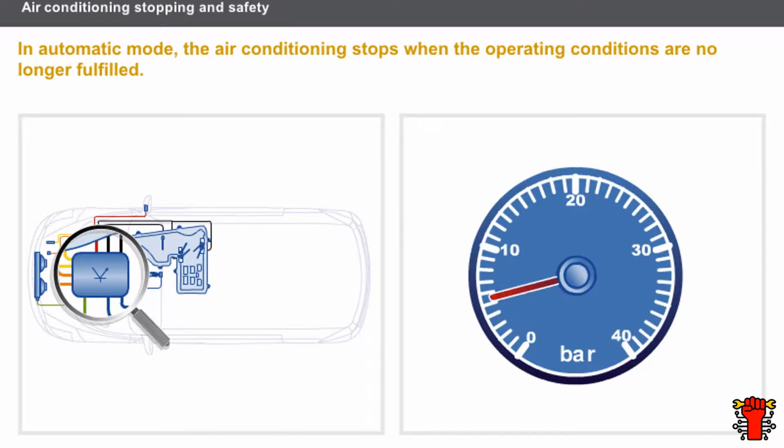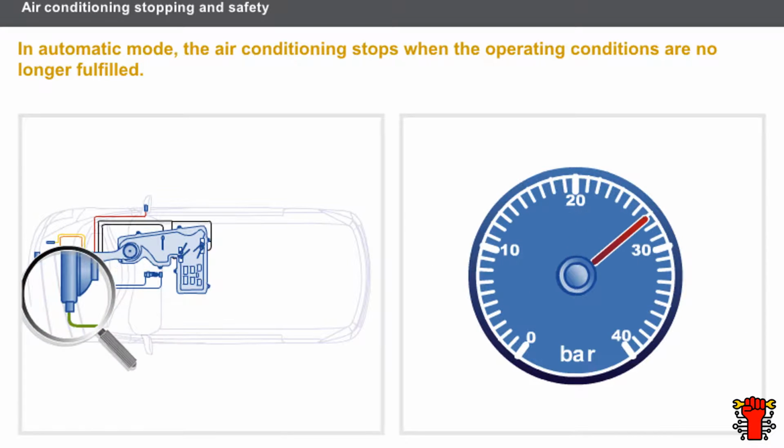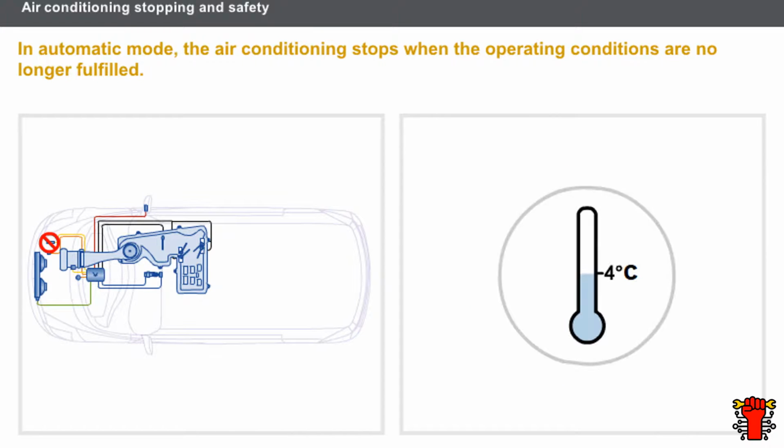When the pressure in the circuit is below 2 bar or above 27 bar, the refrigerant pressure sensor sends a signal to the air conditioning computer. The computer cuts off the compressor supply to prevent a leak in the circuit or the pipes from becoming blocked. When the air temperature at the evaporator outlet is below 4 degrees Celsius, the evaporator sensor informs the air conditioning computer. The air conditioning computer then cuts off the compressor clutch supply to prevent the evaporator from accumulating ice.